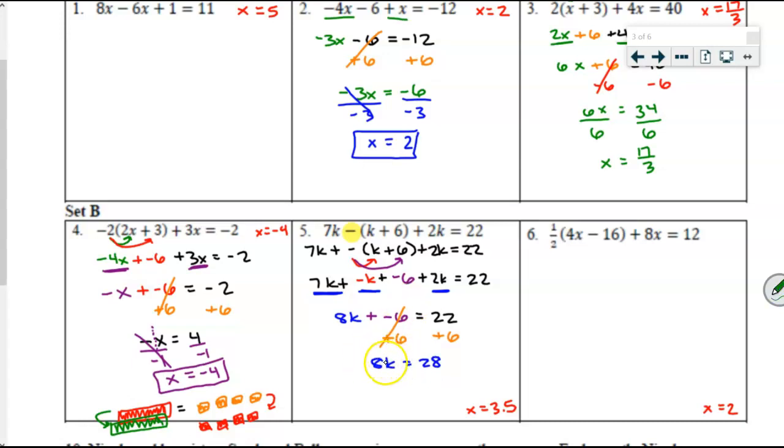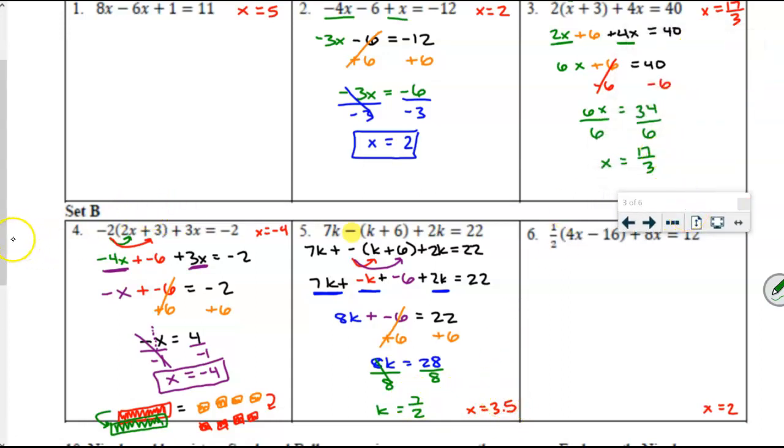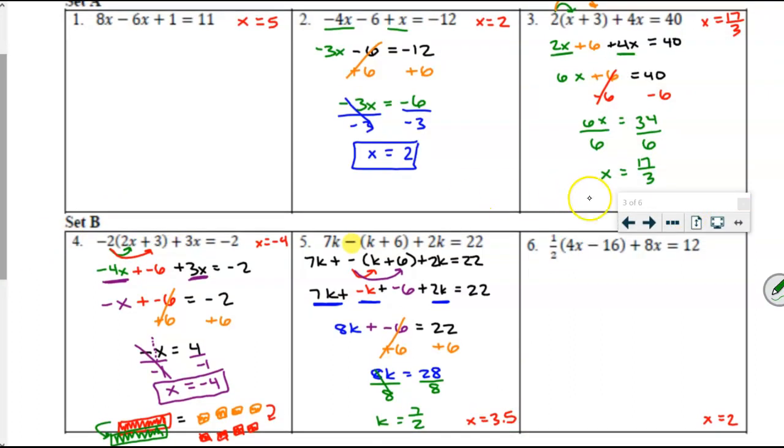I'm going to undo the multiplying by 8 by dividing by 8. Doing the same thing to both sides, and now I have k is equal to, as a fraction, 7/2. This one is a nice decimal, so 3.5 is fine.